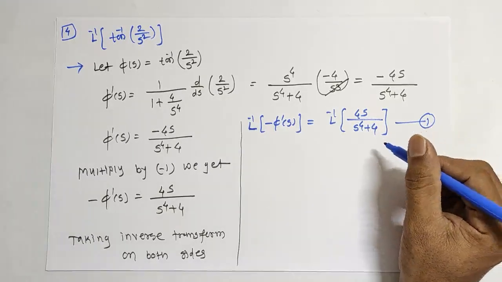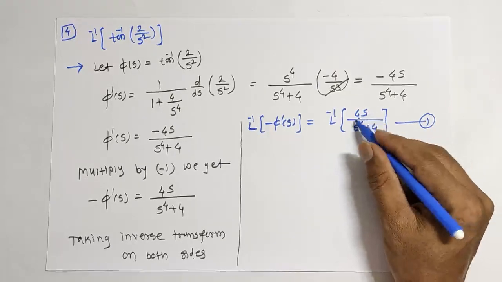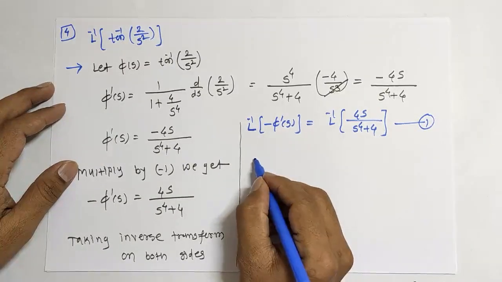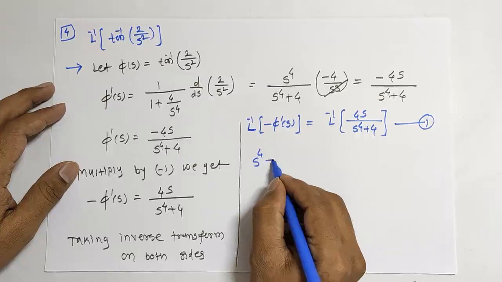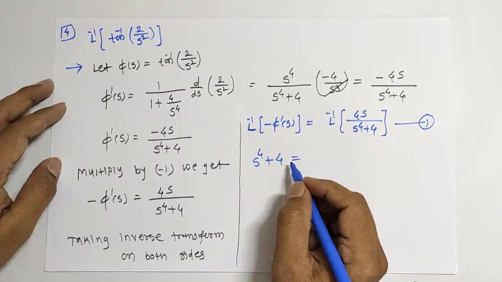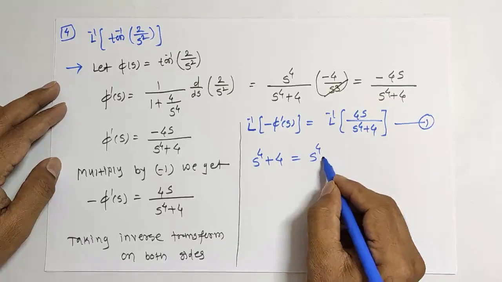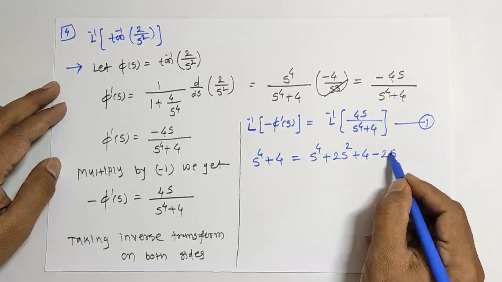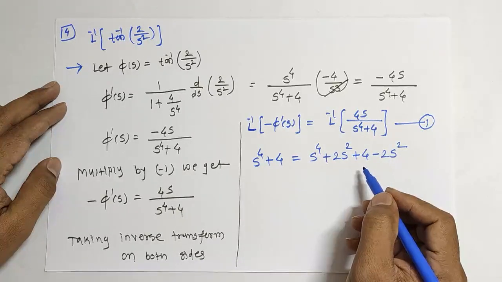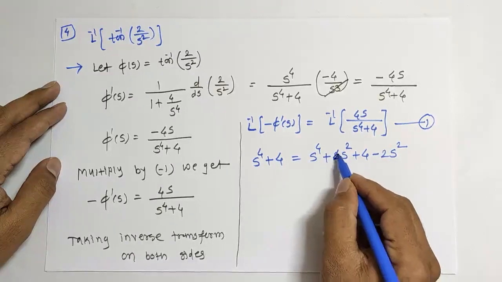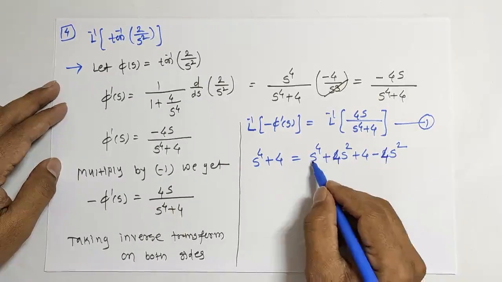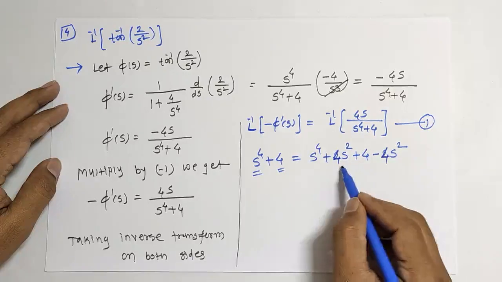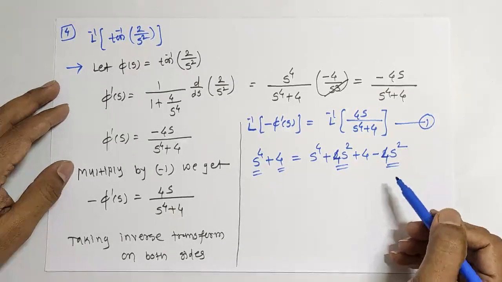Okay. So now s raised to 4 plus 4 जो है इसका L इनवर्स निकालना है. ओके. तो यहां पे हमें फोकस करना पड़ेगा. लेट अस सी. So I am going to start some adjustment for this term s raised to 4 plus 4. s raised to 4 plus 4s square plus 4 minus 4s square. So these two terms are there: I am adding plus 4s square and minus 4s square.